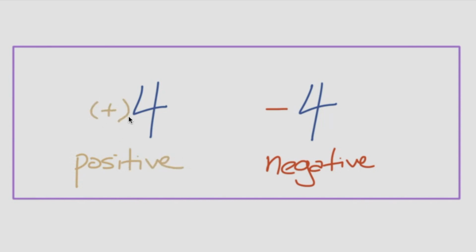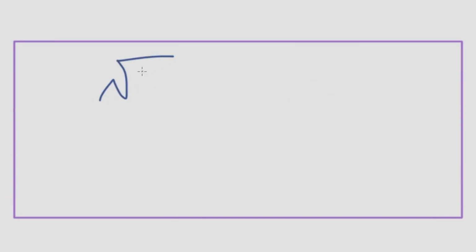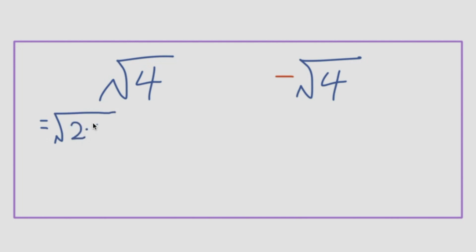For square roots, we have the exact same situation going on. This time, let's look at not 4, but square root of 4, or root 4. We have root 4 on the left and negative root 4 on the right. What is the answer to this? Well, from the previous video, we know what square roots are. So we know that the one on the left is equal to the square root of 2 times 2, which is equal to root 2 to the power of 2, which is simply 2. 2 squared is equal to 4, so square root of 4 is equal to 2.